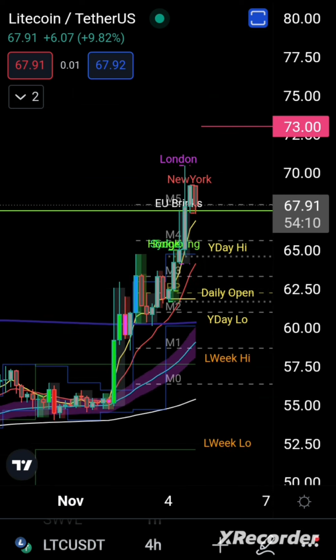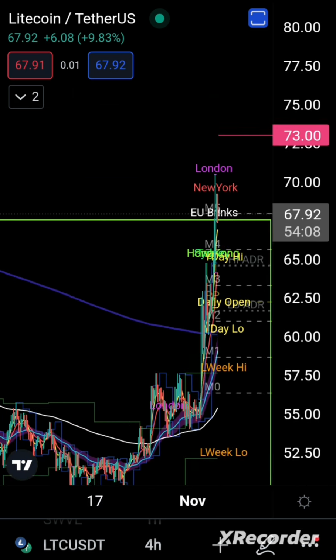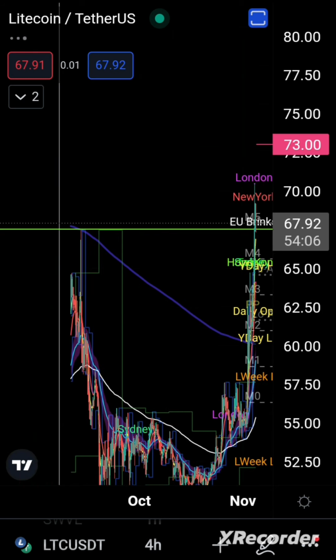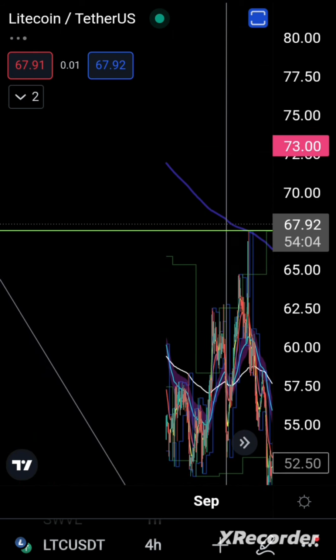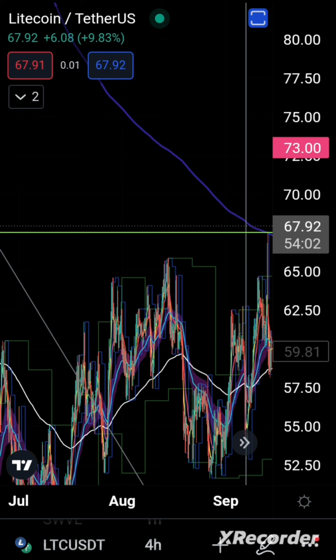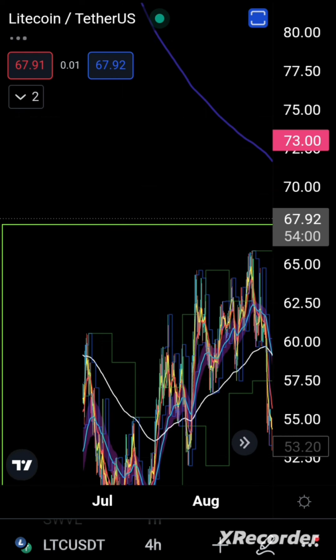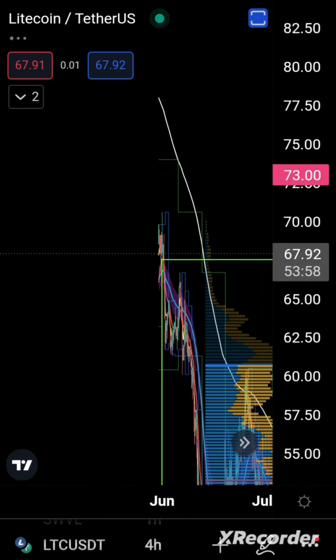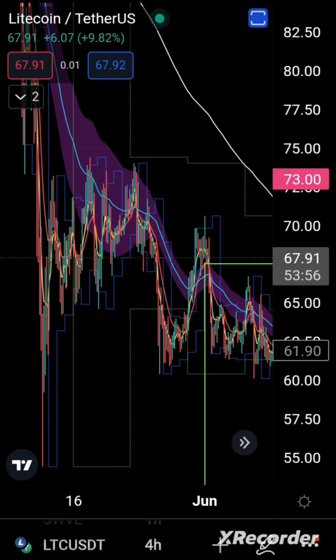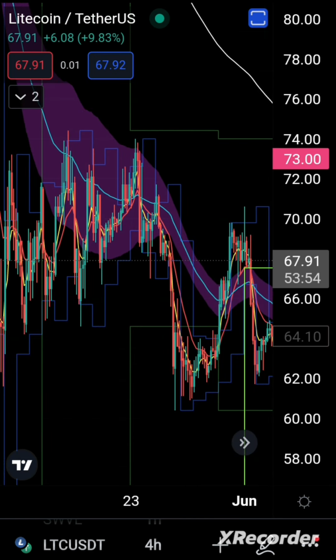And I have my next target. If we move up, it will be around the 73 to 76 range, $76 range. How do I get that target? By simply looking left. You always have to look left at the chart and look at your levels where you got consolidation, support, and resistance.